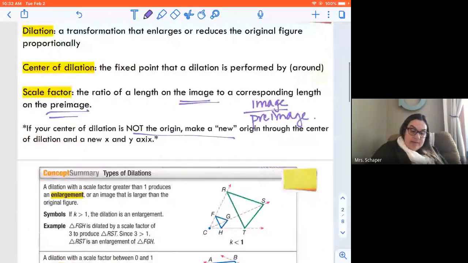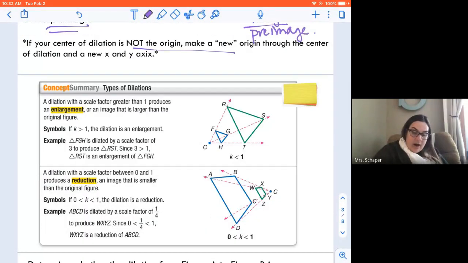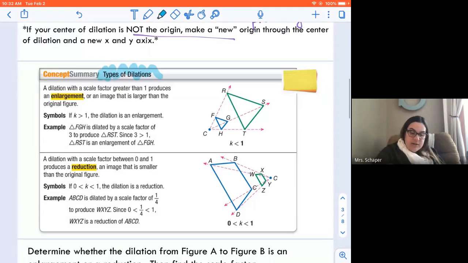All right, so the types of dilations that we have are enlargements and reductions. You're either getting bigger or you're getting smaller. Your scale factor in an enlargement is going to be greater than 1. Your scale factor for a reduction is going to be less than 1 and more than 0. It's a compound inequality. All right. Your scale factor can't be less than 0. You're not going to have a negative scale factor. So that's really an important piece to look at.